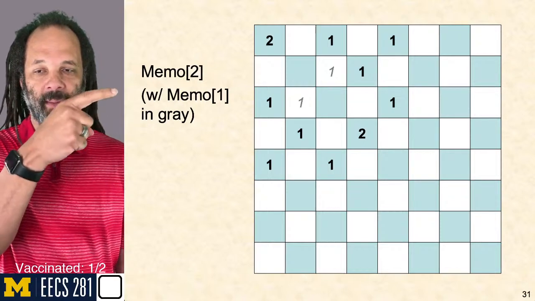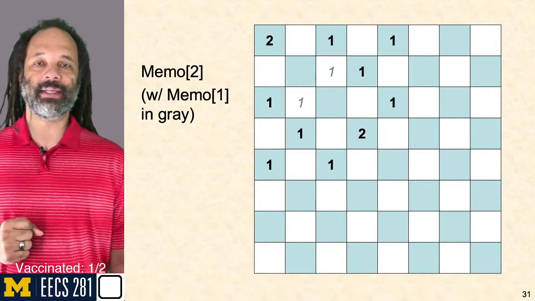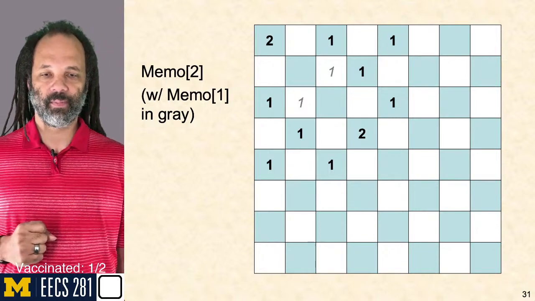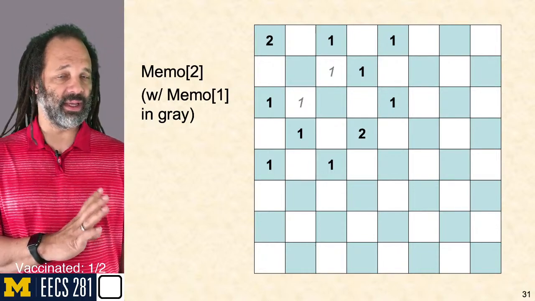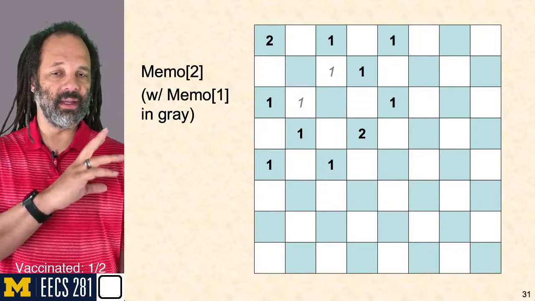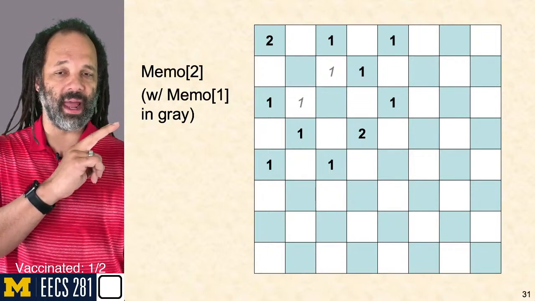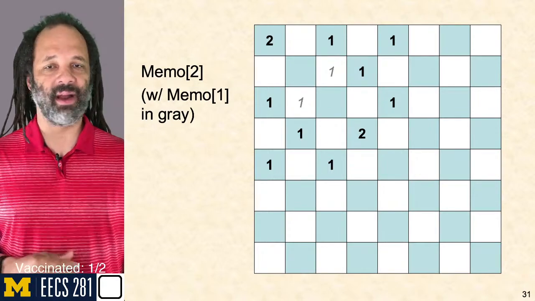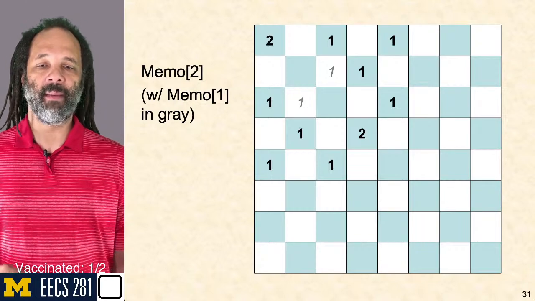Remember, we're looking at memo 2, which says, how many ways can I be at every one of these locations after 2 steps? Everything that's not filled out is a 0. You can see the 2 gray ones, which are actually from memo 1. They're just in gray so that you can see them there. They're not really a part of memo 2.